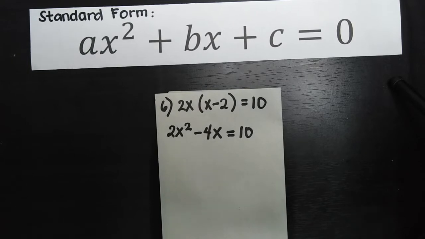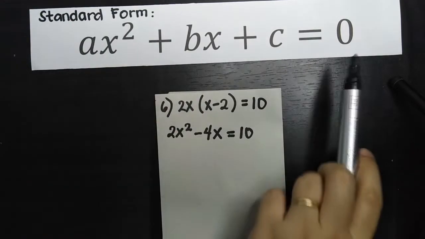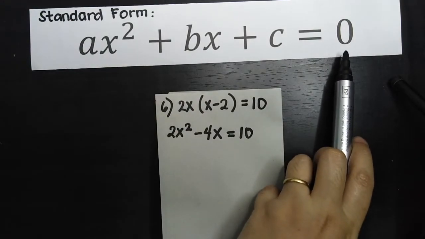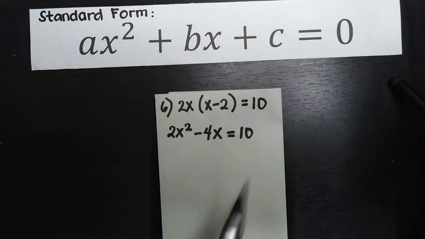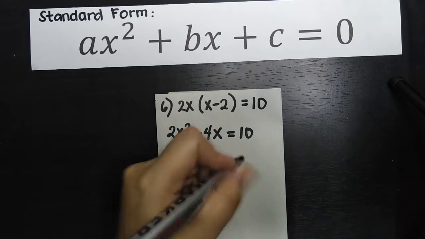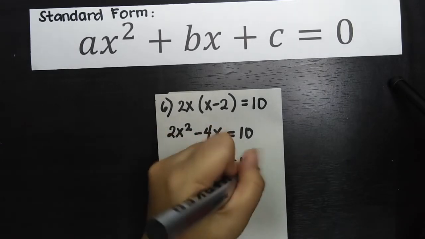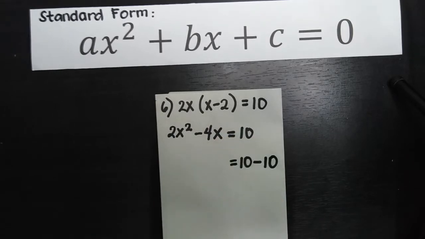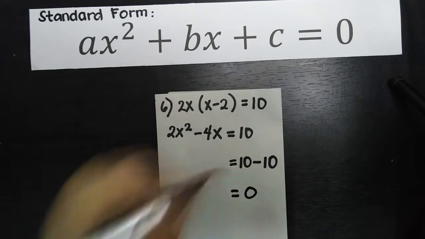So, we will now apply addition property of equality. Now, remember that in our standard form, this side should be equal to 0. In our example, we have 10. So, we need to make this 0. So, we have 10. To make it 0, we will subtract another 10. Okay, so 10 minus 10 becomes 0.